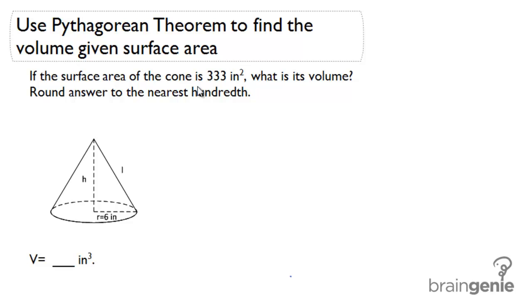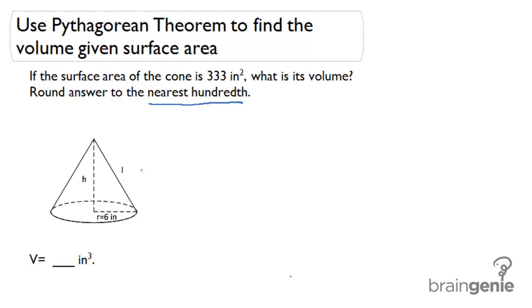Find the volume given the surface area. If the surface area of a cone is 333 inches squared, what is its volume? Round your answer to the nearest hundredth. So again, I'm going to underline round to the nearest hundredth because that's important to us. Let's take a look at this problem.